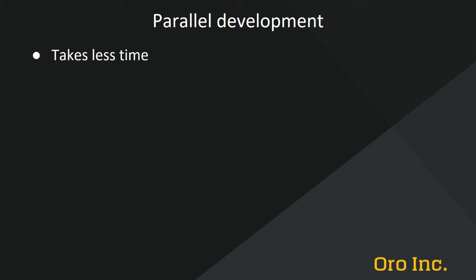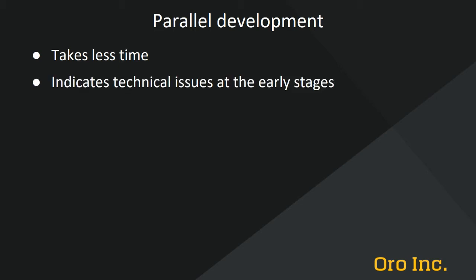The good thing is it also indicates technical issues at an early stage. So, for example, if you have two teams that work on the components, one of them might face an issue and you will know about it much earlier than if you have a standard linear way to build a component, a linear way to program your application.